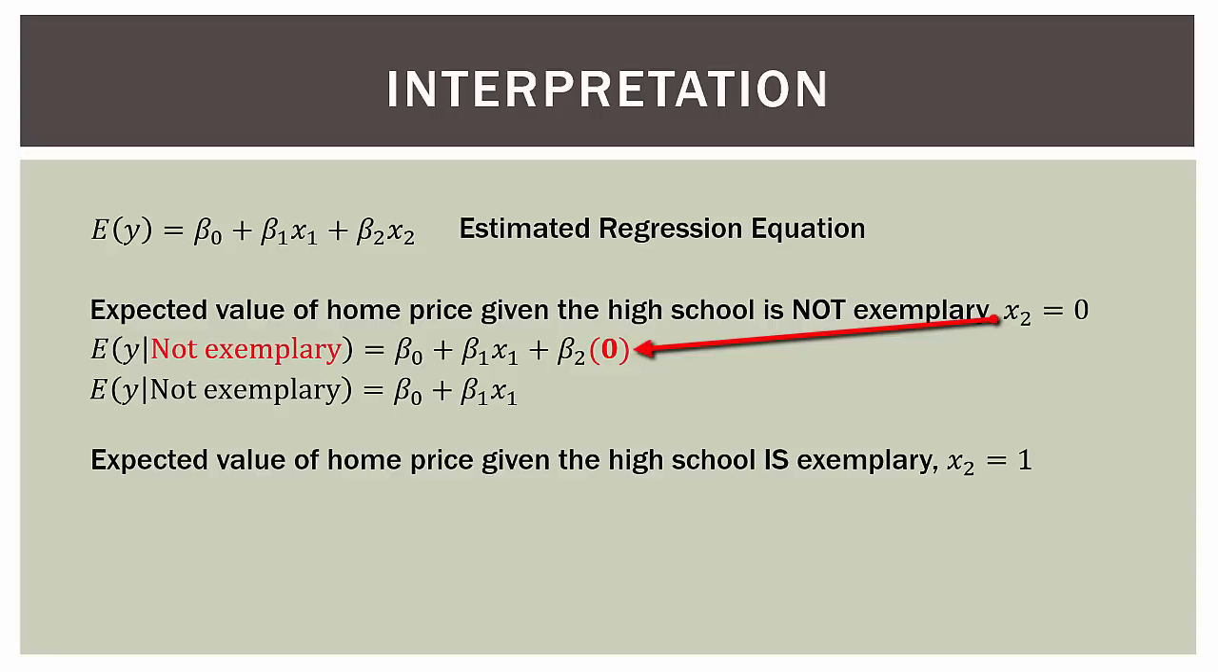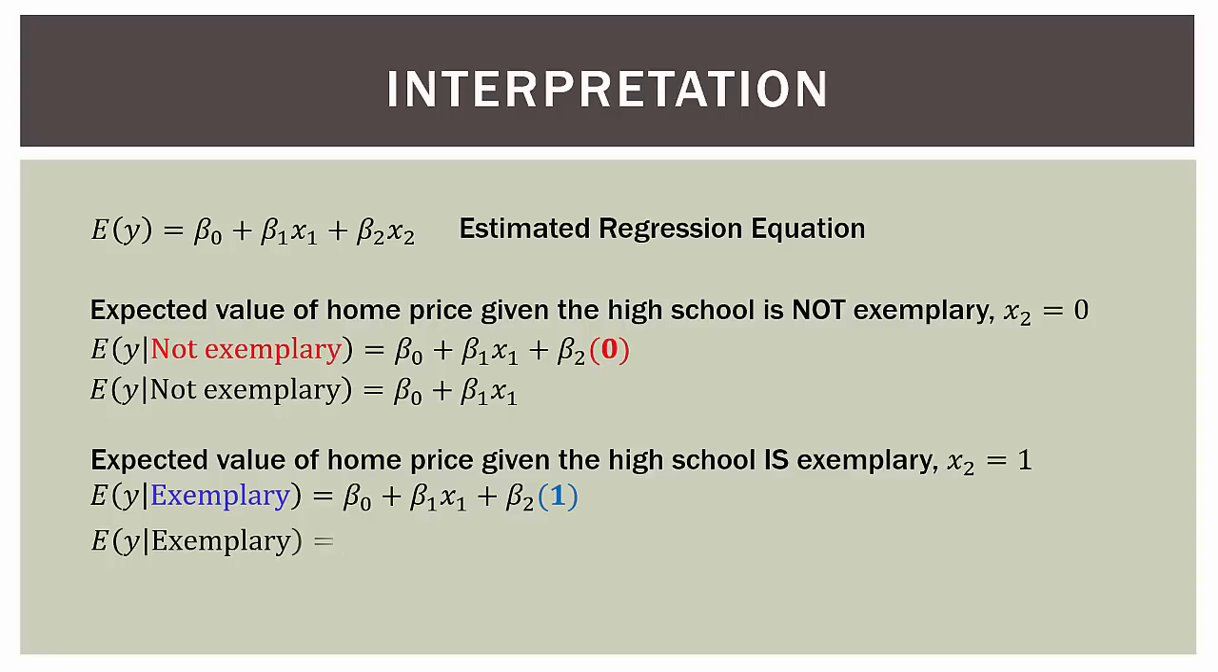Now, what about when the high school is exemplary and x2 equals 1? Same process. So beta sub 0 plus beta 1 x1 plus beta 2, but this time times 1. Because remember, that's the value when the high school is exemplary. So again, some simple algebra. Beta 0 plus beta 1 x1 plus beta 2. Because beta 2 times 1 is itself beta 2.